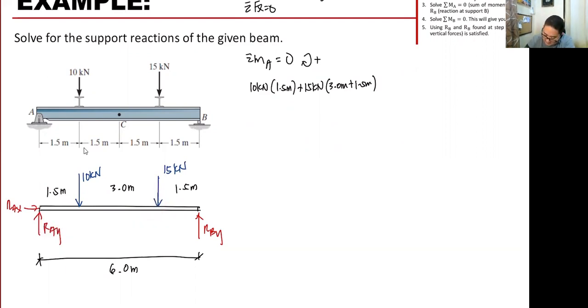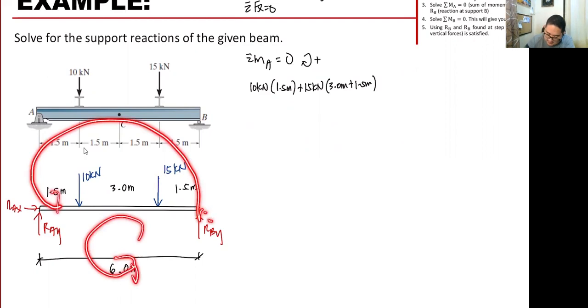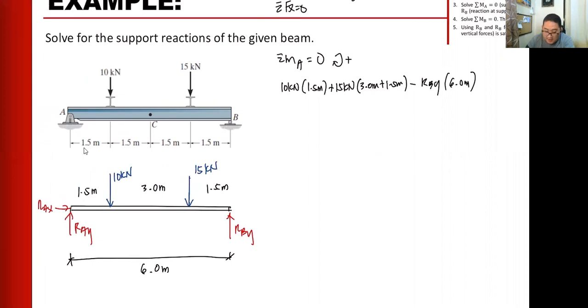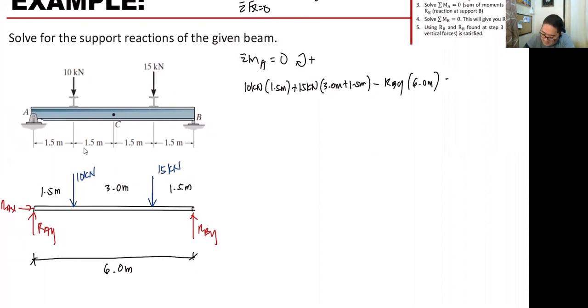Next is RBY. RBY's rotation is counterclockwise. Okay? Meaning, it is negative, because our assumption is that clockwise is positive. RBY, and then, what is our distance? So, the total distance between our supports, which is 6 meters. Okay? So, we have no other forces that can rotate. RAX and RAY, again, cannot be rotated because they have no perpendicular distance. Okay? Equals to 0. Then, let's simplify this.